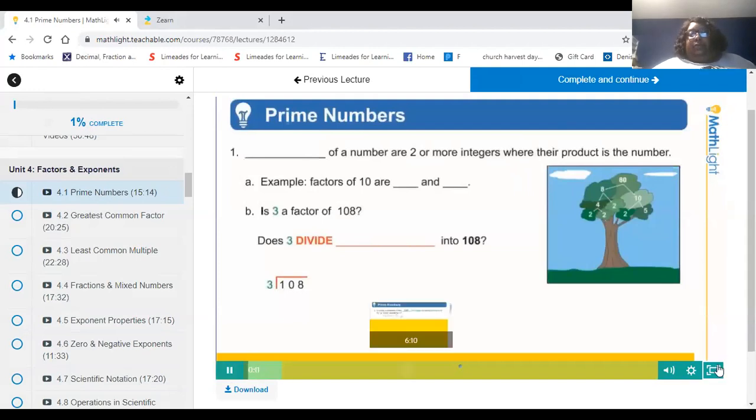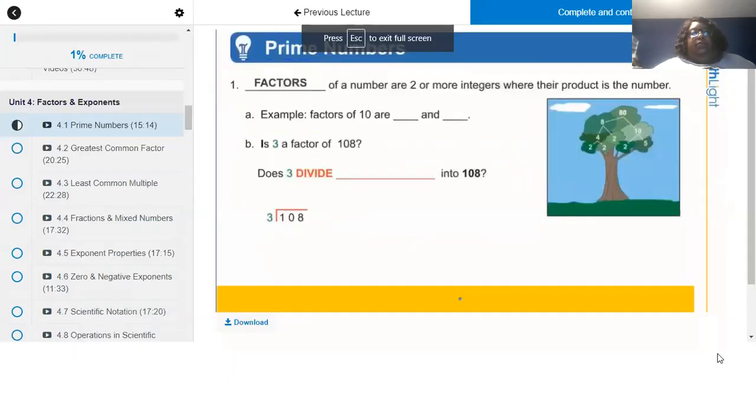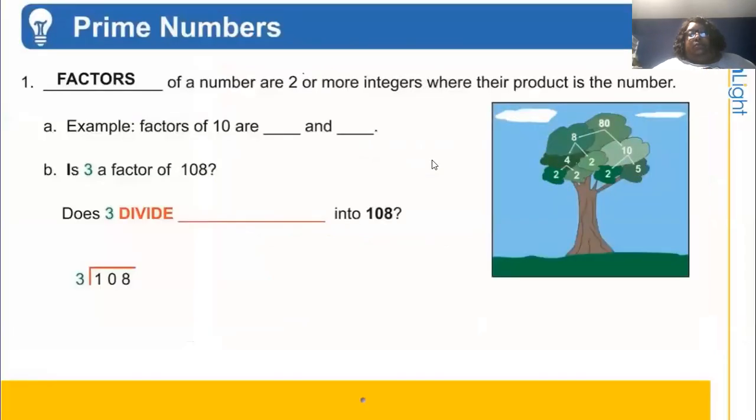Math lesson, you found a lesson on prime numbers. Before we talk about prime numbers, let's first talk about factors. Factors of a number are two or more integers where their product is the number. Two or more integers where their product is the number. So this is best illustrated by the number 10.